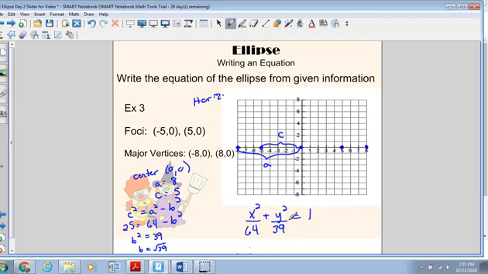We could also graph this if we needed to. For the square root of 39, we would need to get a decimal value, 6 point something. We could certainly graph that. As long as we know any two pieces between A, B, and C, we can always find the other one, though, because of that relationship, C squared equals A squared minus B squared. Okay.